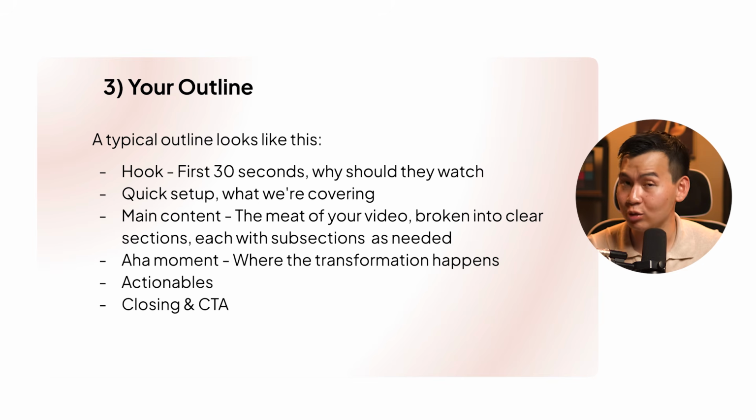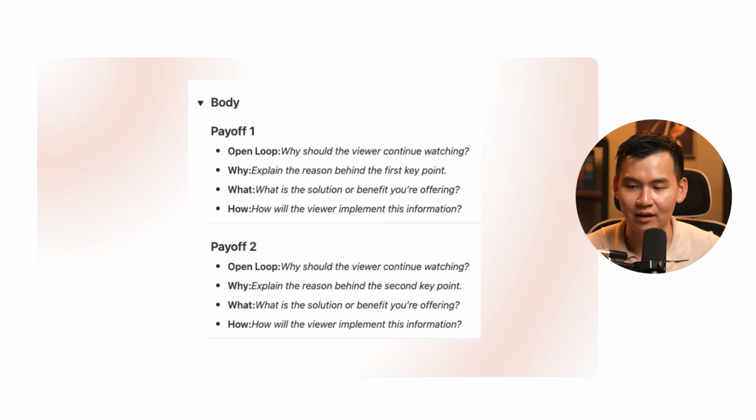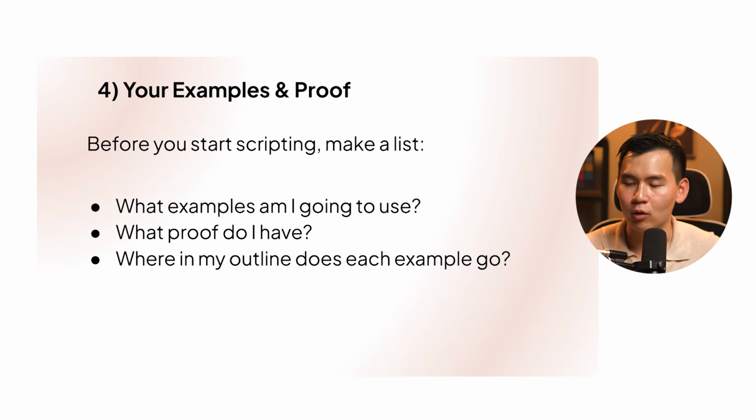And number 3 is determining your outline. Once you figure out your emotion, your transformation, and your aha moment, you can fully outline your script. A typical outline will include the hook, the setup, the main content, the aha moment, the actionables, and the closing call to action. Within each body, we have an open loop and a why, what, how. All of this we want to bake into our AI YouTube script writing framework, which I'll show you in a little bit.